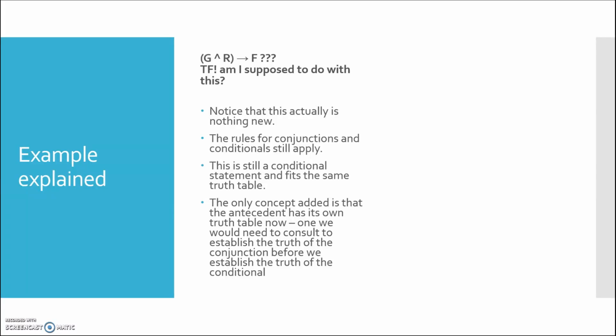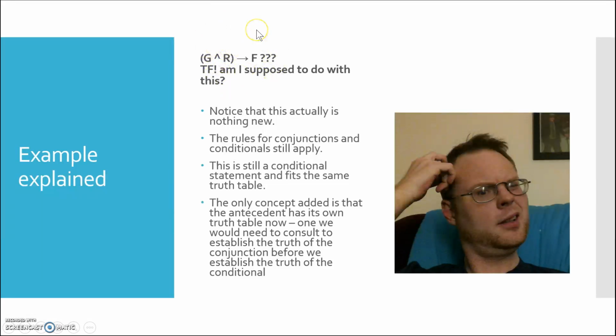So, to explain the example, I want you to notice that this is really nothing new. The rules for conjunctions and conditionals still apply. This is still a conditional statement, and it fits the same truth table. The only concept added is that the antecedent, the G and R, has its own truth table, which we would need to consult to establish the truth of the conjunction. We would need to establish the truth of this conjunction before we could move to establish the truth of the conditional as a whole.